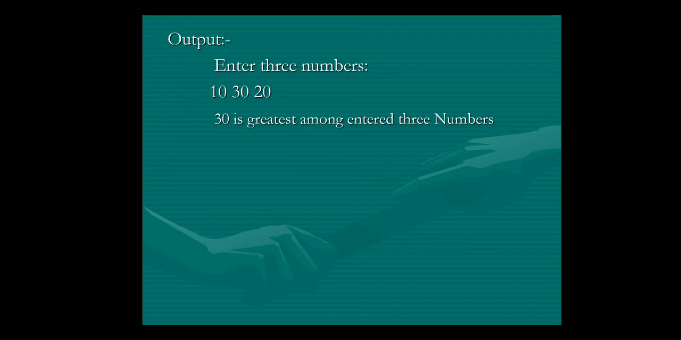Here we can see the output of this program. We have taken three numbers, that is 10, 30, 20 from the user, and after checking the condition by the if then elif then else fi statement, we got the result which is 30 is greatest among the entered three numbers. You can also type and run this program at your desktop or laptop, and you can check the output of this program.